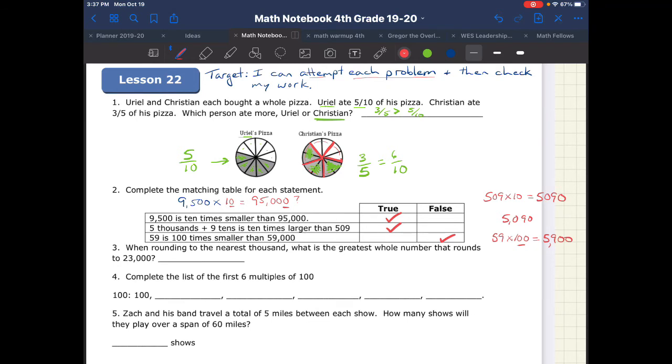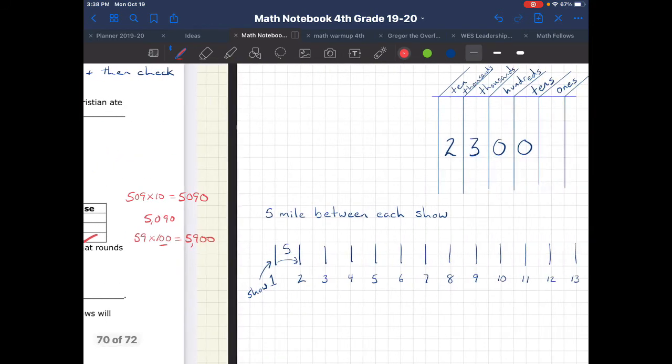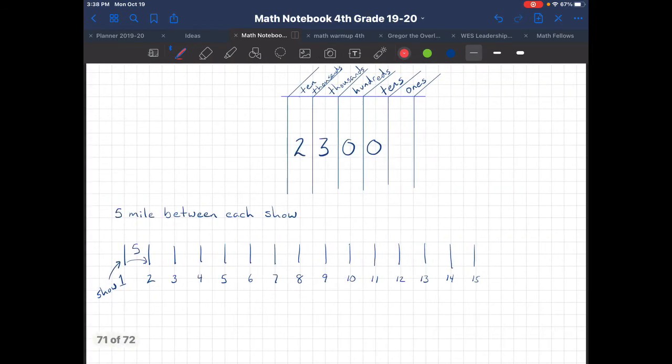Number 3, when rounding to the nearest thousand, what is the greatest whole number that rounds to 23,000? So I'm going to do a place value chart here. Here's 23,000. Here's the thousands place. And we want to know what's the greatest number? How high can I go and still have it round down to 23,000?